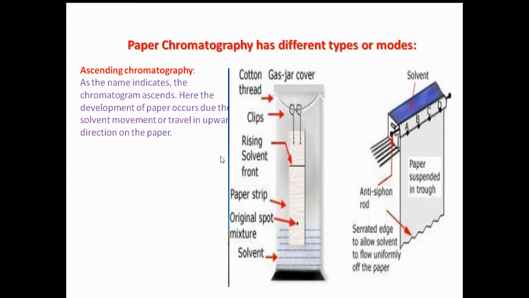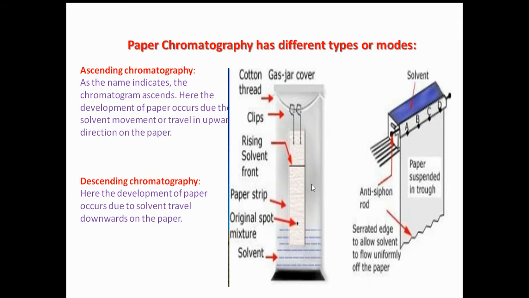So in this case, why it is known as ascending chromatography is that the solvent movement is moving up, from the bottom to the top. As it is traveling in an upward direction, the solvent is at the bottom, isn't it? So the solvent is traveling in the upward direction. So it is known as ascending chromatography.